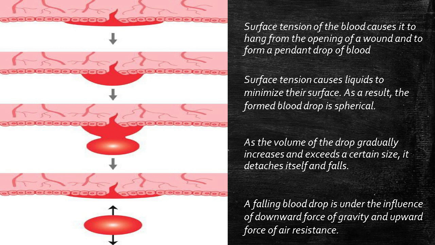drop. Surface tension causes liquids to minimize their surface. As a result, the formed blood drop is spherical. As the volume of the drop gradually increases and exceeds a certain size, it detaches itself and falls. A falling blood drop is under the influence of the downward force of gravity and the upward force of air resistance.